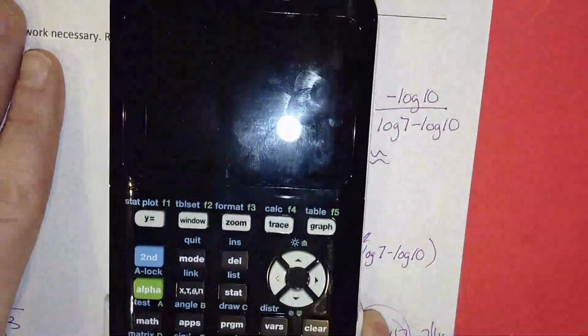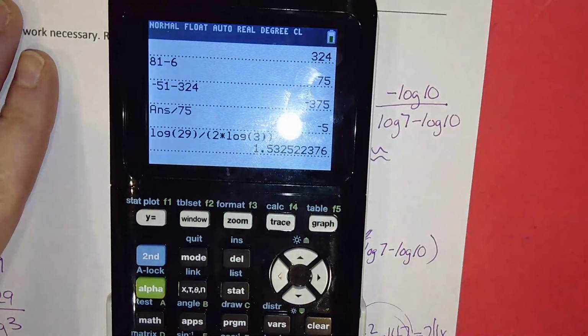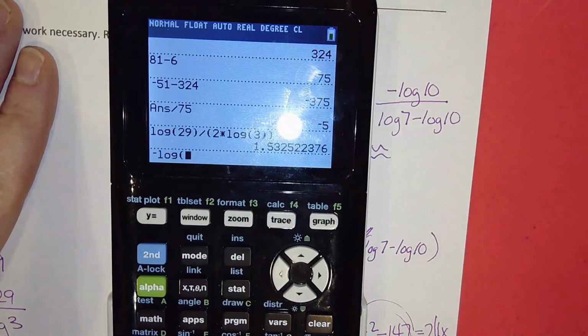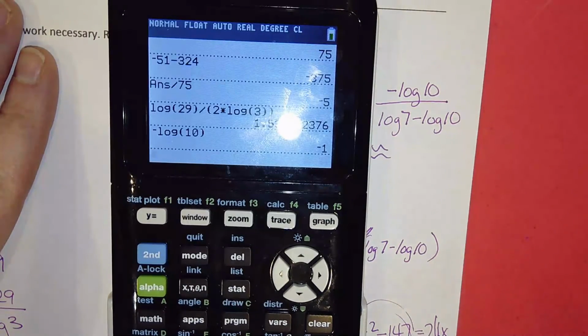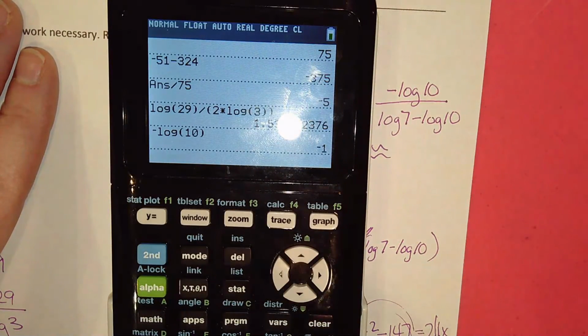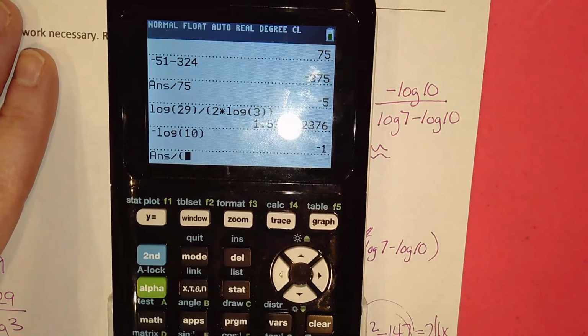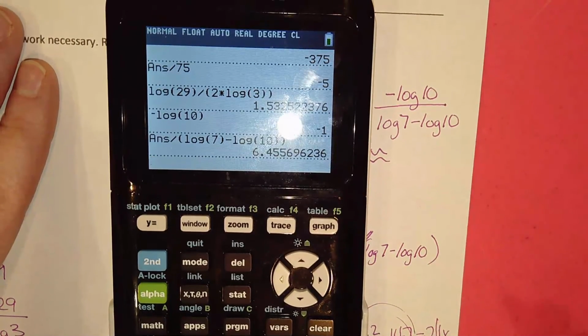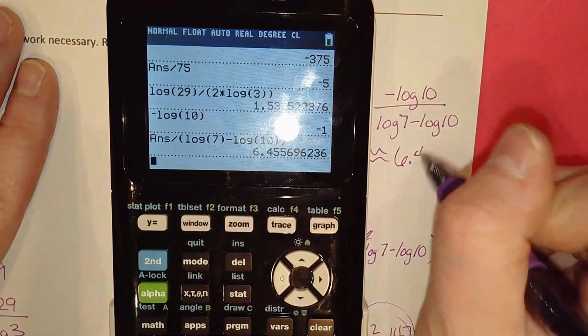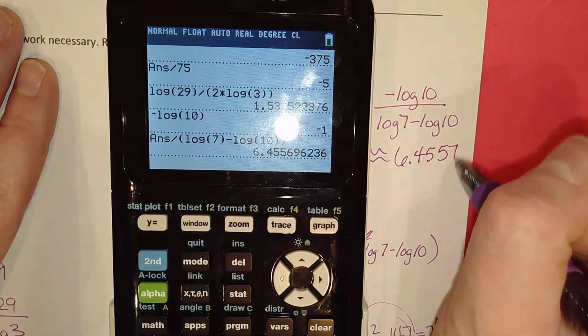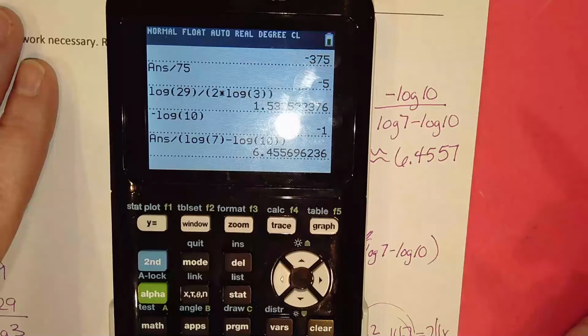So on my calculator, I'm going to go negative log 10, parenthesis, enter, and I'm going to make sure I get an answer. And then I'm going to hit divided by, parenthesis, log 7, close my parenthesis. Notice how I had one to start. Minus log 10, parenthesis, close it up, enter. So my answer is approximately 6.4557 because that 9 makes that 6 round up.